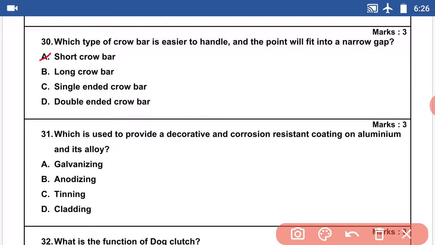Question number 31. Which is used to provide a decorative and corrosion resistant coating on aluminum and its alloy? This question answer anodizing. Option B correct answer. Anodizing. Question number 32.